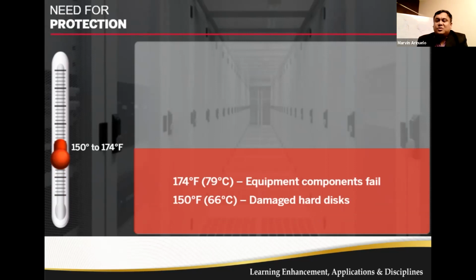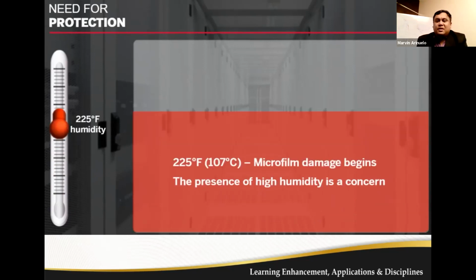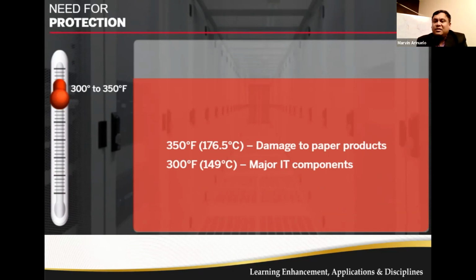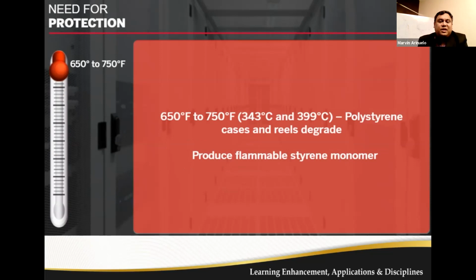Sustained temperatures of 66 to 79 degrees damage the hard disk and other equipment components. The presence of high humidity can also be an issue. At 107 degrees C with humid conditions, microfilm damage begins. And at 149 to 165 degrees it fails at higher temperature, and paper products can be damaged at 176.5 degrees. Damage to paper products and major IT components. Finally, between 343 and 399, polystyrene cases and reels degrade, producing flammable styrene monomer.